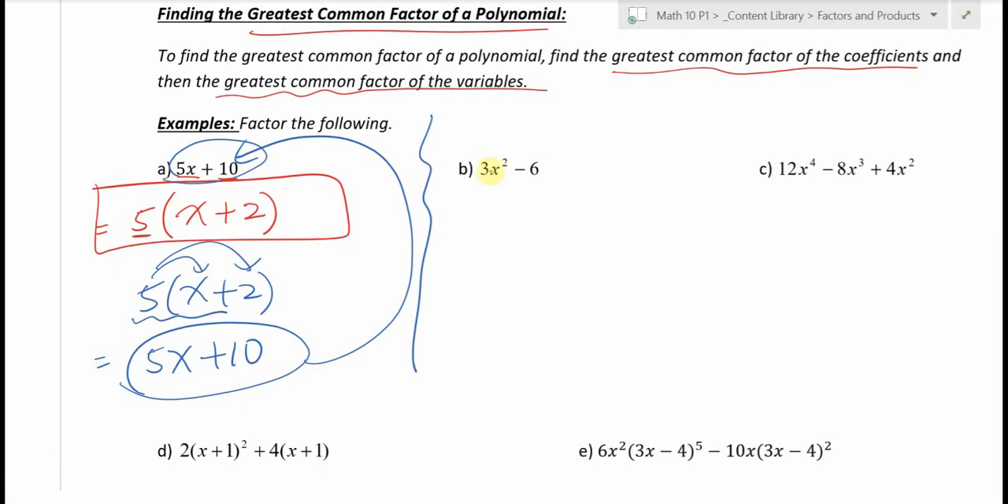So for part B again, we have two terms here. So you look for the common factor. So that's a 3, that's a 6. So the common factor here is a 3 for the coefficient. Now again, there's x squared, but there's no x here at all. There's no variable. So 3 is the common factor. And now, once you figure out the common factor, then you just divide. 3x squared divided by 3 is x squared. Negative 6 divided by 3 is negative 2. And that is your answer.